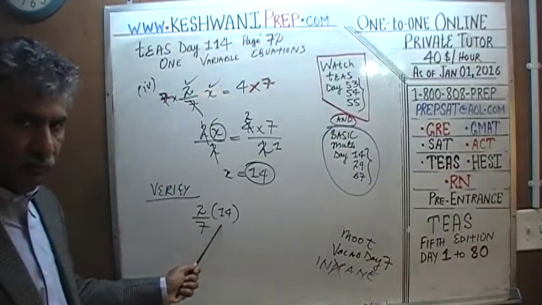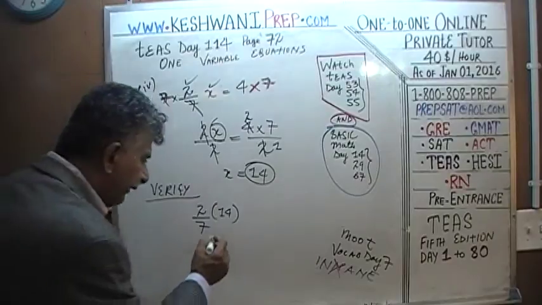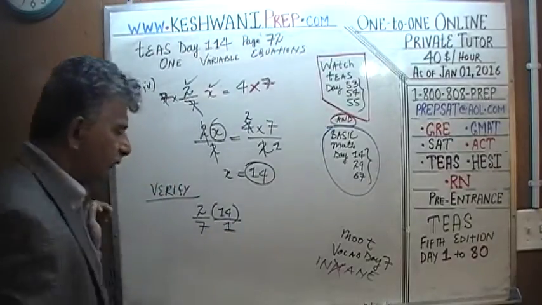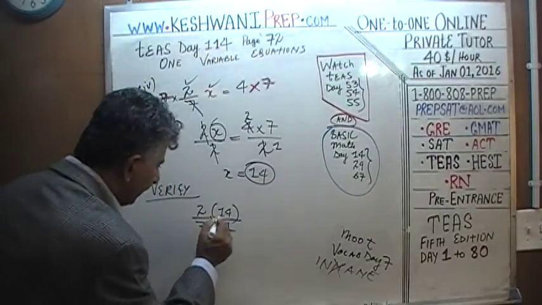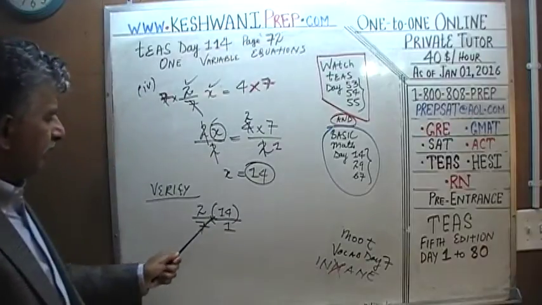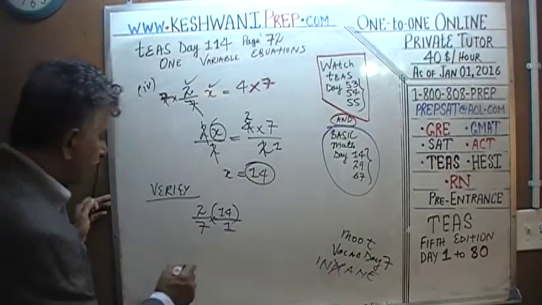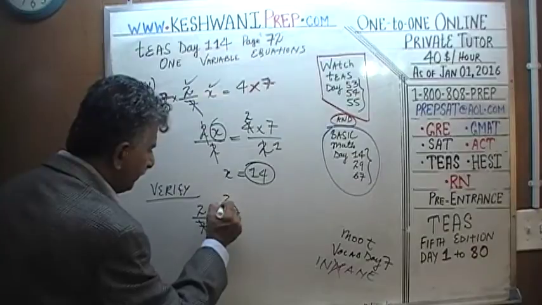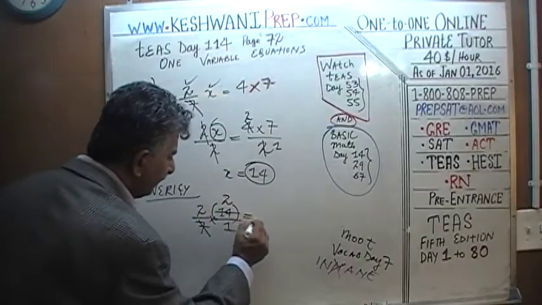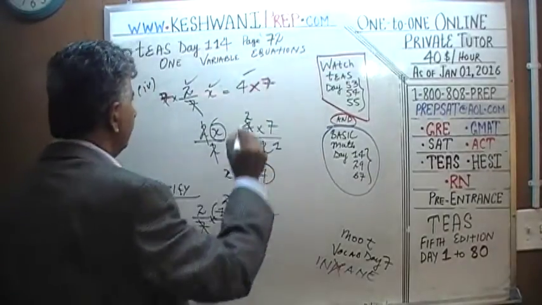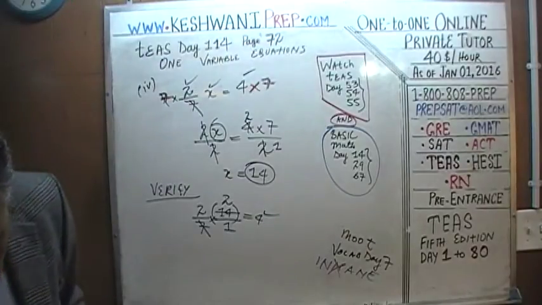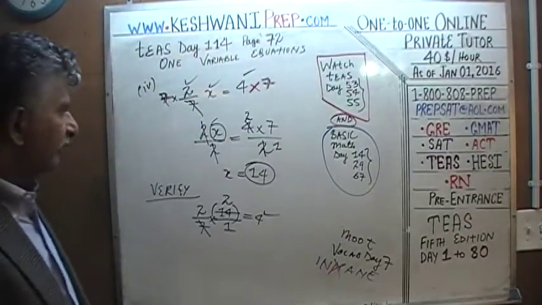If this 14 annoys you, if you do not know what I mean by top and bottom, if it helps you, put down 14 as 14 over 1. So we have 2/7 times 14 over 1. We have 7 at the bottom, we have 14 on the top. Let's divide top and bottom by 7. 7 is going to go away and 14 is going to become 2. 2 times 2 is indeed 4, which is what we were told. It works. Let's do the very last one that they give us before we do the exercises.